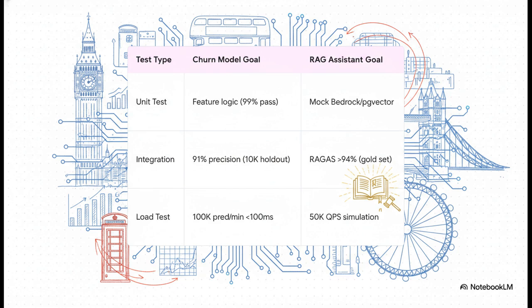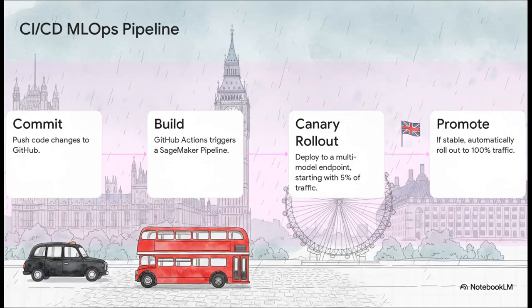For the churn model, they're testing for statistical precision on a holdout set and raw prediction latency. But for the RAG assistant, the key metric is a RAG-S score on a golden data set of legal questions. They have to prove its answers are factually correct before it ever sees a real customer. And this is how you automate the whole thing.